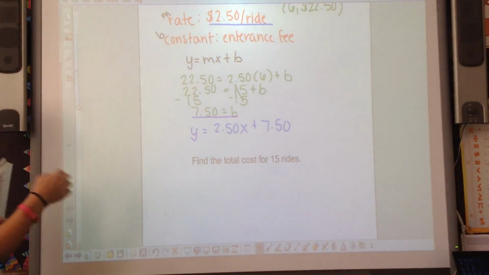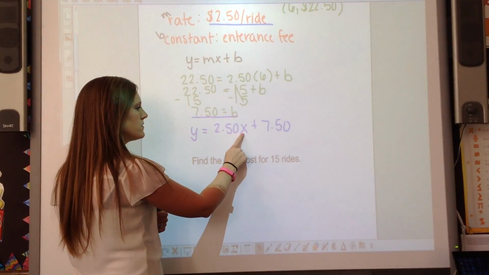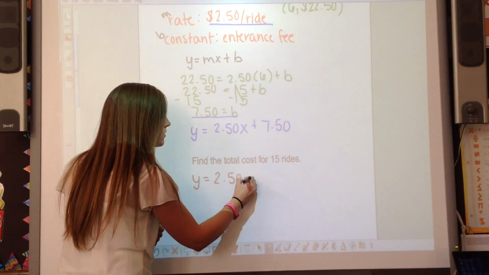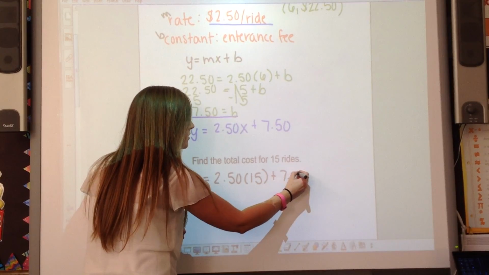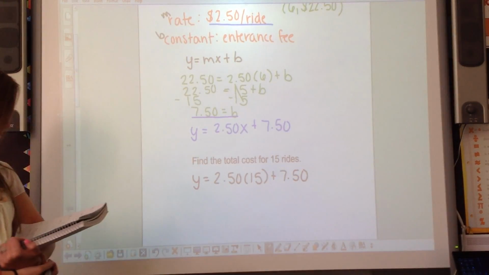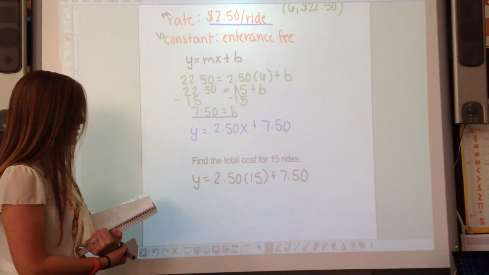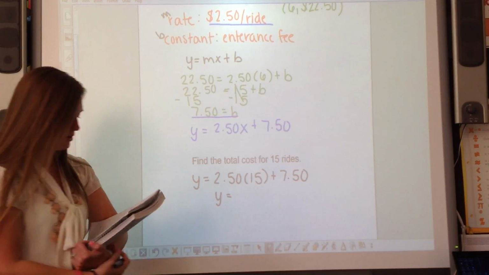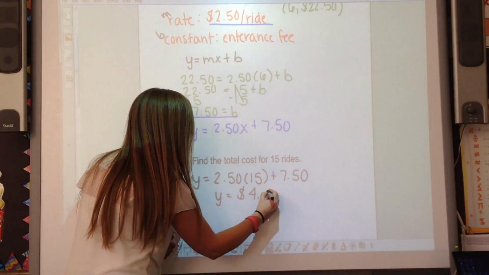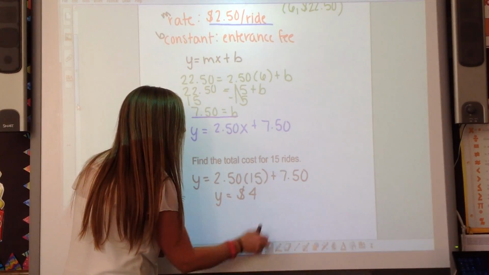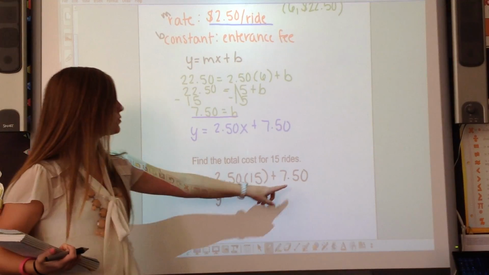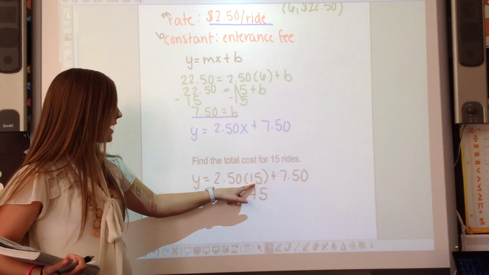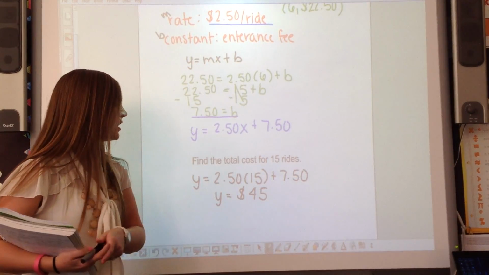Find the total cost for 15 rides. To find the total cost, we plug in 15 here. Okay, so 2.50 times 15 plus 7.50. I plugged that right into my calculator. I'm trying to save you time here. $45. Not $4.50, it is $45. So after walking in the door and paying $7.50 to go inside the park, you went on 15 rides that cost $2.50 and your total was $45.